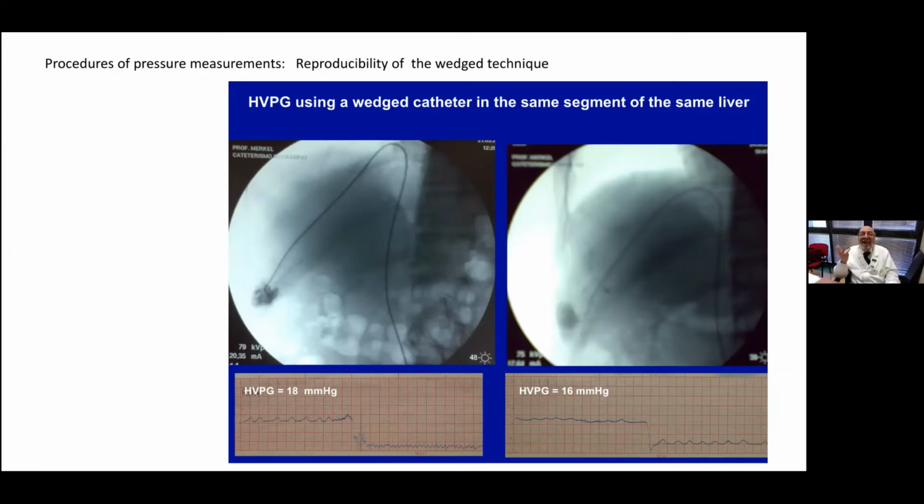You see, for instance, here, we used a wedged catheter in the same segment of the same liver, but not exactly in the same place. This is this small area, while in this one, it is around here. Well, these two are not exactly the same. They're not really completely different: 18 and this is 16. But you may consider that in some patients, it may be different to have 18 or 16 millimeters of mercury of HVPG. It may be clinically different and important.